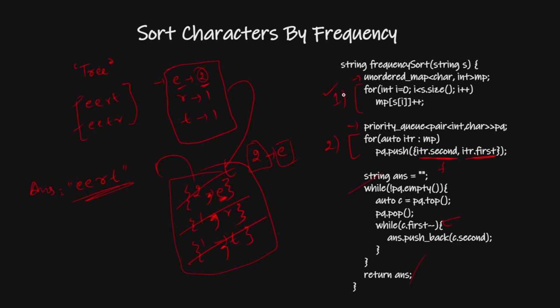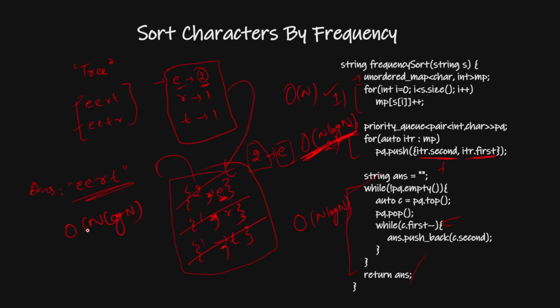Now, what will be our time complexity? If we analyze, the unordered map takes O(1) per operation, so it will take O(n), where n is the length of the string. And this priority queue will take n log n time for inserting and sorting. Popping also takes log n time for each element from the priority queue. We are doing this n times, so we can say n log n. So finally our time complexity using a priority queue will be O(n log n).